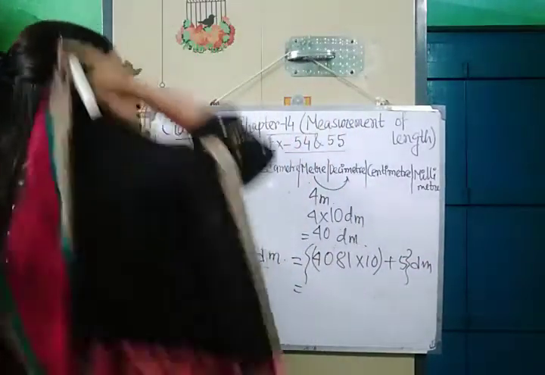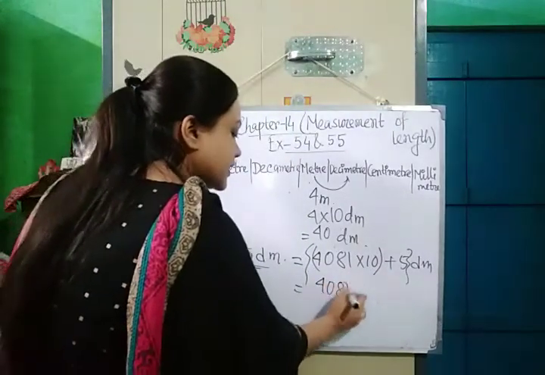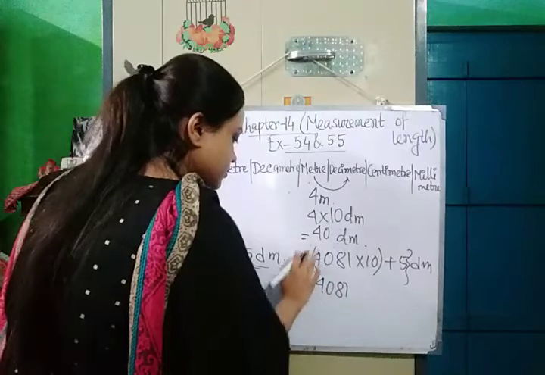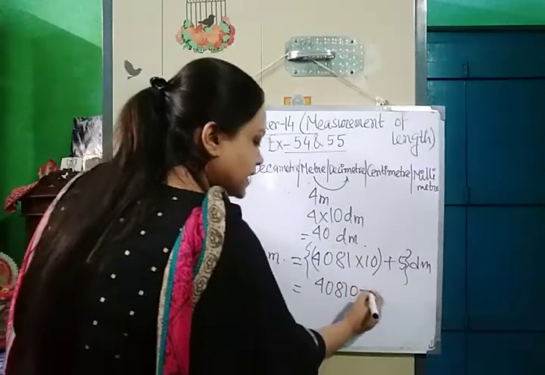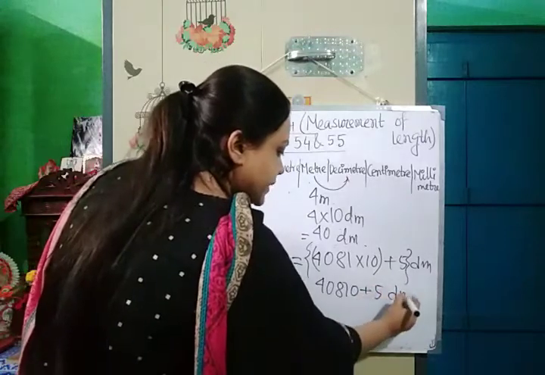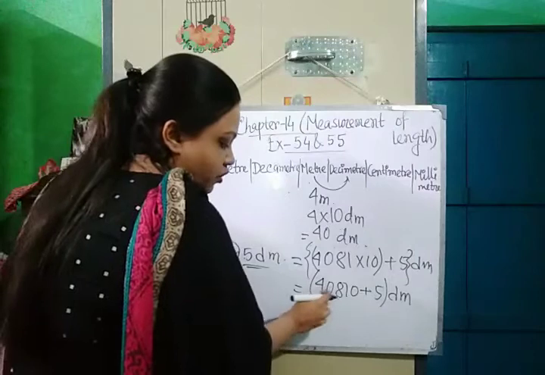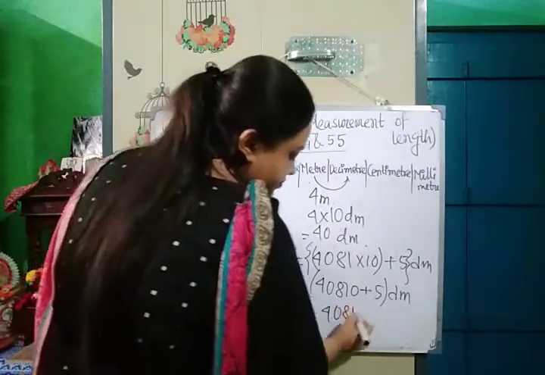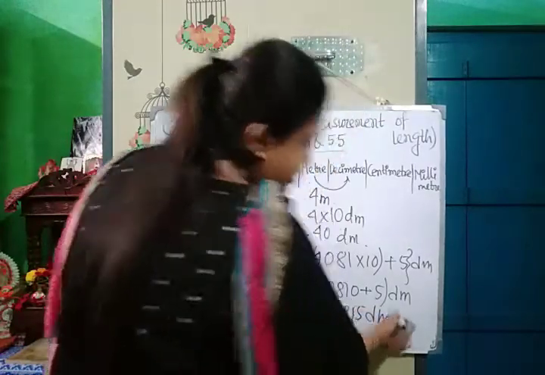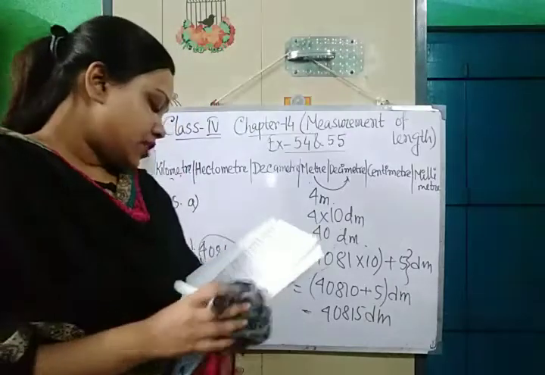Now see. So it will be 4081, then 10 we will put, then plus 5. Unit will be decimeter. Now if we add it, it will be 4081, 5. So it is 40815 decimeter. Okay, I hope this is clear.